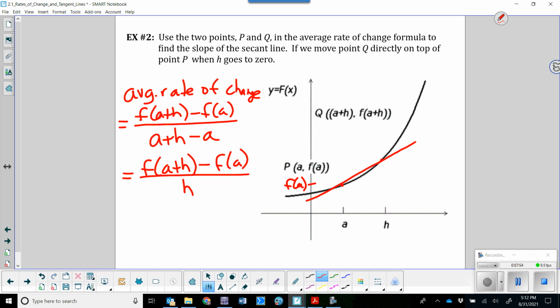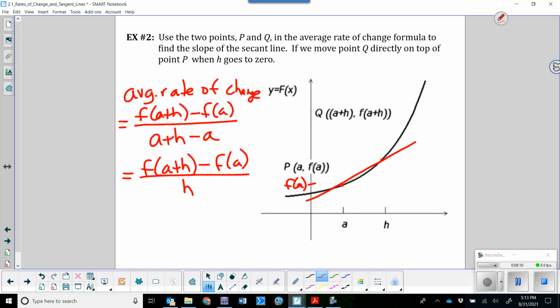Now, you've seen this before. We also called that the difference quotient. Now, what we're going to do for calculus is say, but that's not the slope that I want. That's the average rate of change.